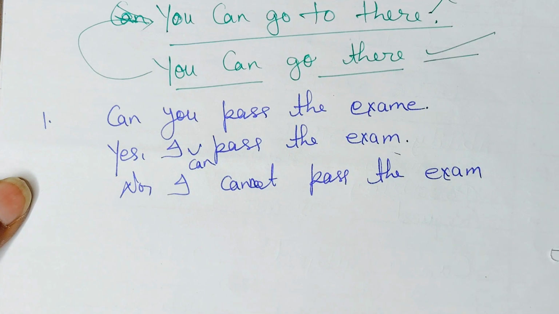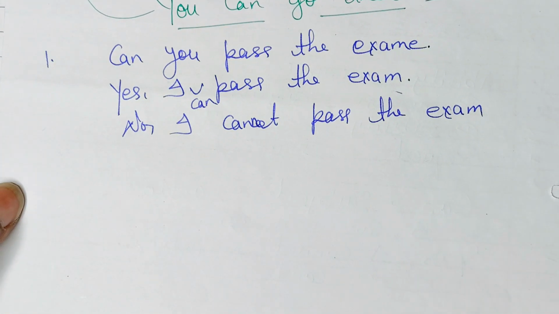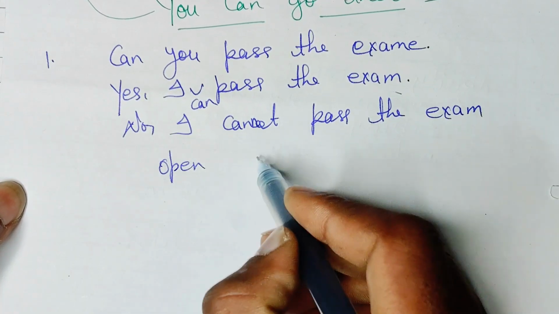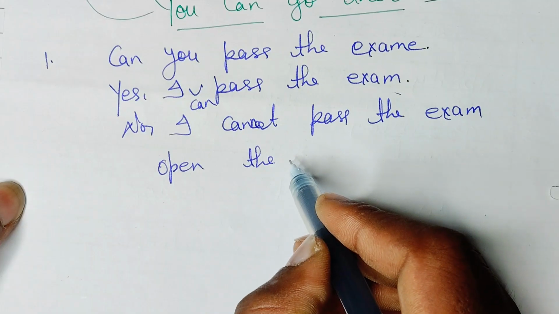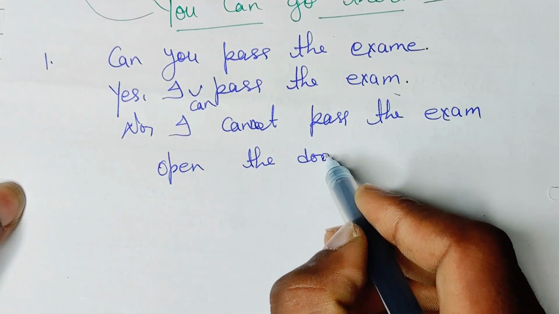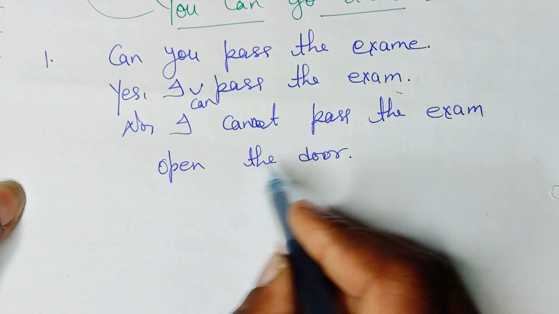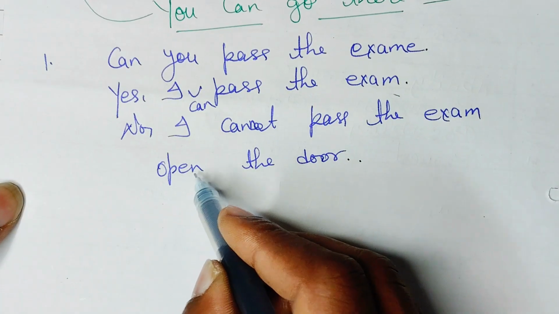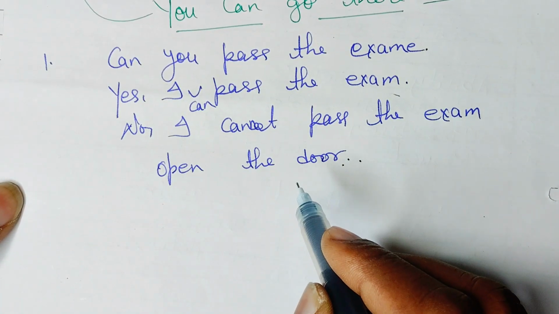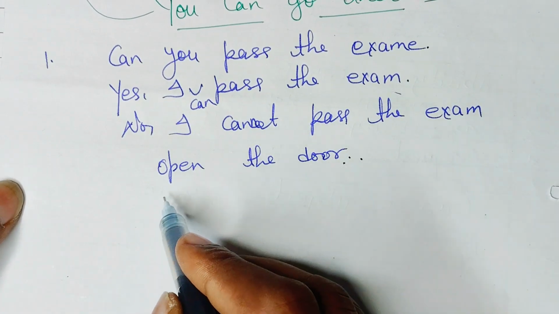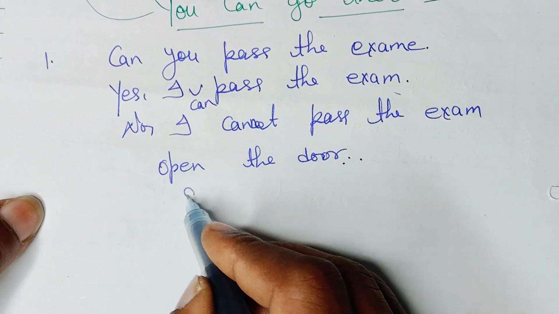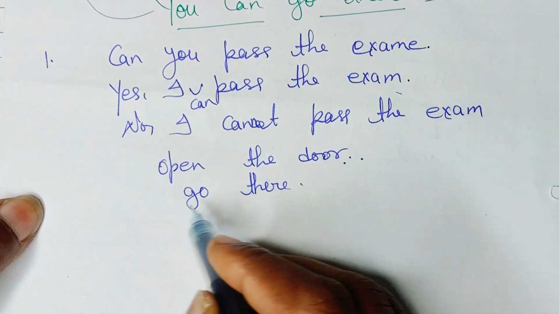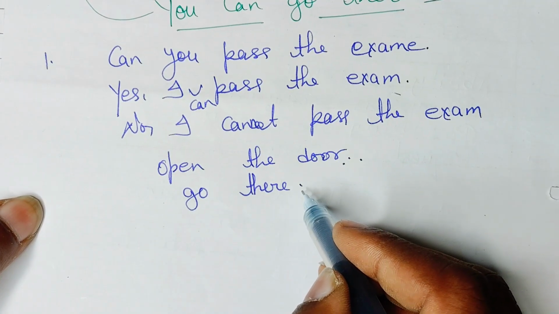Then the next example is, can you open the door? Yes, I can open the door. If you are denying it, you can say, no, I cannot open the door. Then the third one is, can you go there? Yes, I can go there. No, I cannot go there.